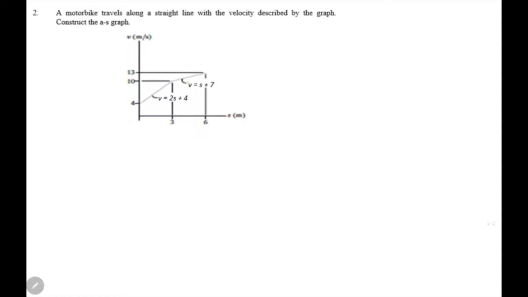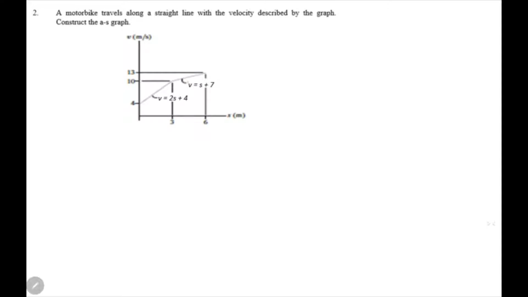Okay, hi everyone. So in this example, we're going to look at a relation where we have velocity versus displacement. On some occasions, the questions are going to ask you to derive the graph for the relation between, for example, acceleration versus displacement, or maybe acceleration versus time. But let's look at this example of acceleration versus displacement, where we need to convert this velocity versus displacement graph.